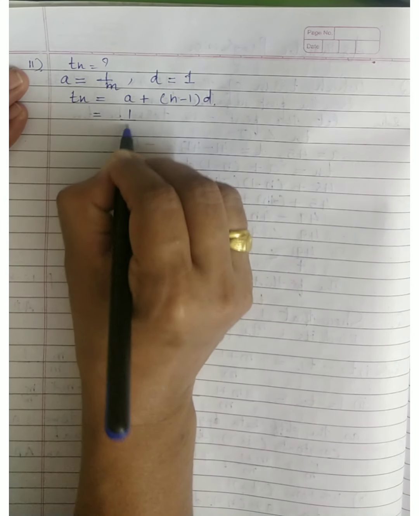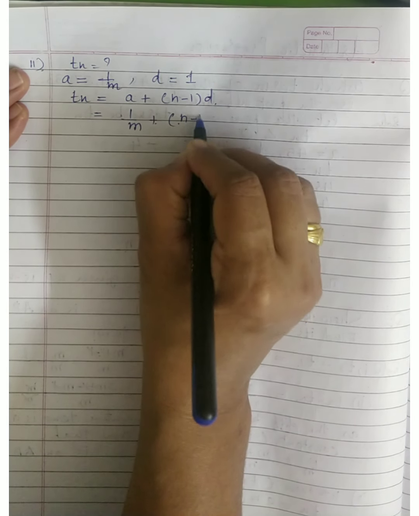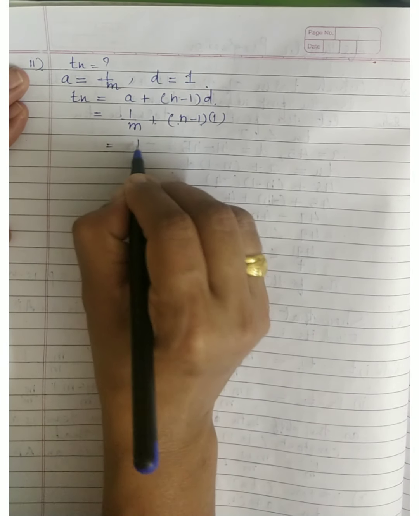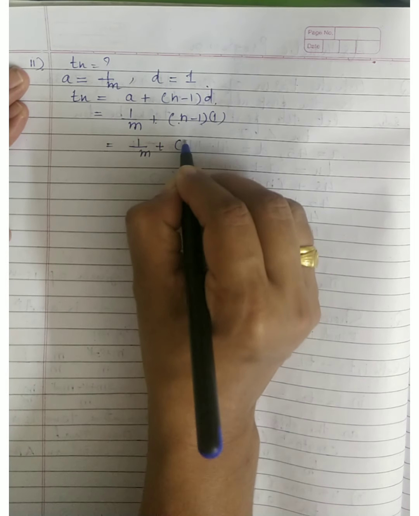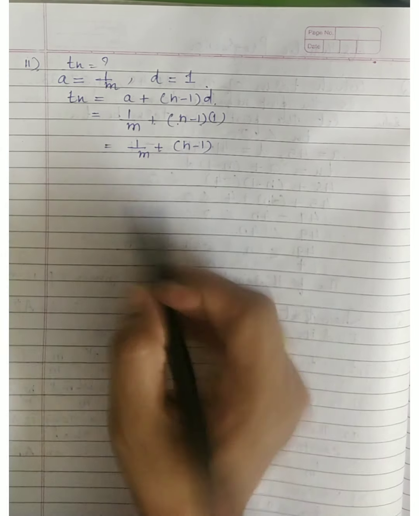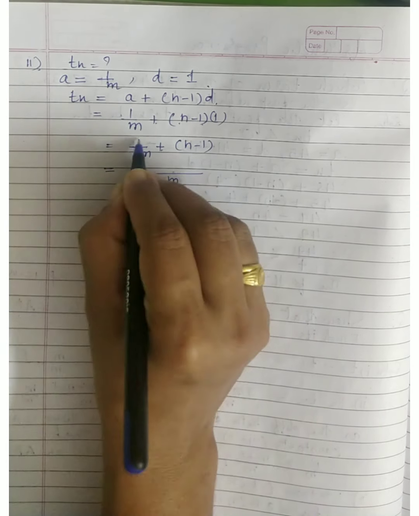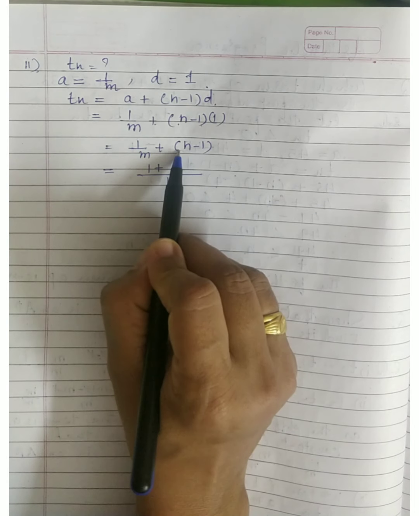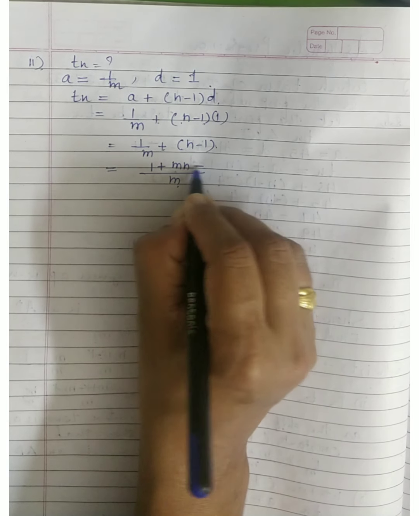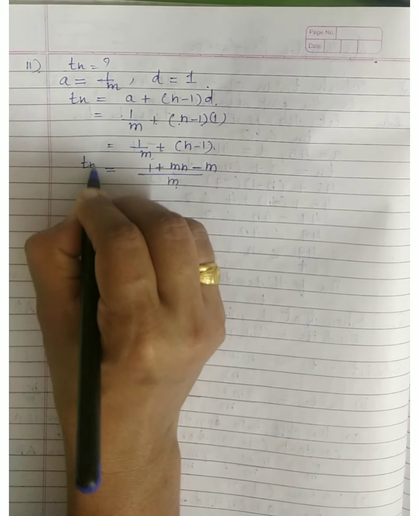That comes as 1 upon m plus n minus 1 into D, again D is 1. So simply it comes as 1 upon m plus n minus 1. Okay. We may simplify also, but right now, let's simplify. So LCM will be m. This will be 1 plus, with this m, n minus 1 will be multiplied. So m into n, it will be what, children? mn. 1 into m will be minus m.